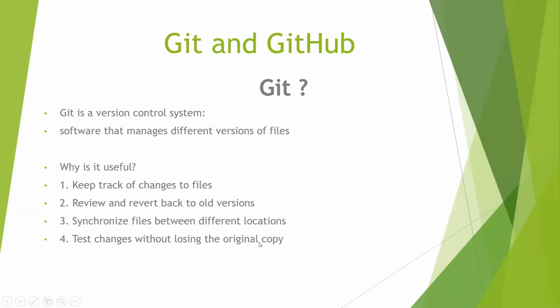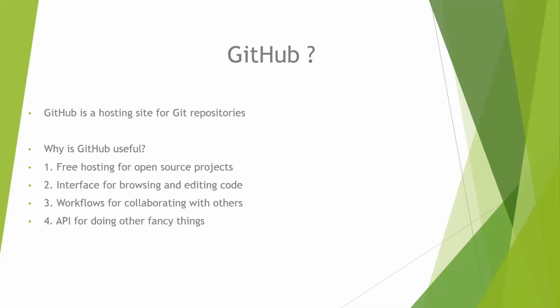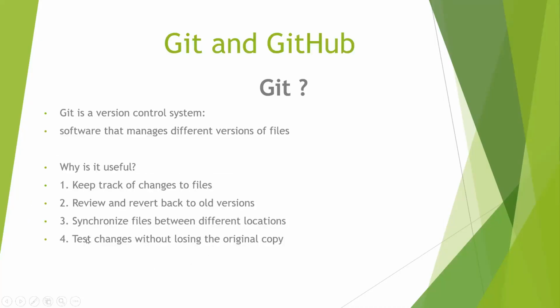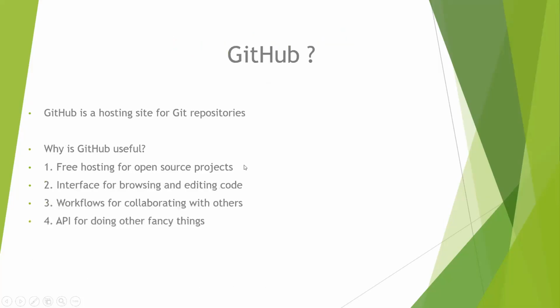Test changes without losing the original copy. So we can have the original copy saved somewhere, in a remote or locally, and manage it. Then we test it, and if the changes are going good, then we are going to push it. That's nothing but replacing the copies. This is a kind of software that should be available locally. We'll see how we install that Git.